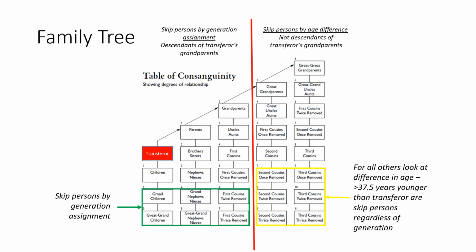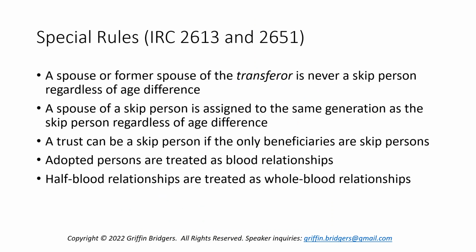If you're not on the left side of the red line, or if you're not related to the transferor at all, then you look solely to the age difference. So anybody in the yellow boxes or anywhere on the right side of the red line, if they are 37 and a half years younger than the transferor, they will be skip persons regardless of generation assignment. So hopefully that gives you a visual to break this down. Now, as with anything, the tax code is complicated, and there are special rules that I think are helpful to know.